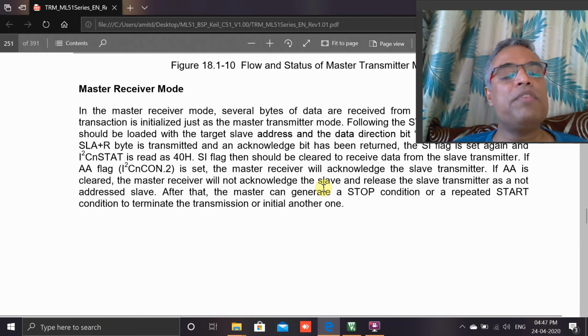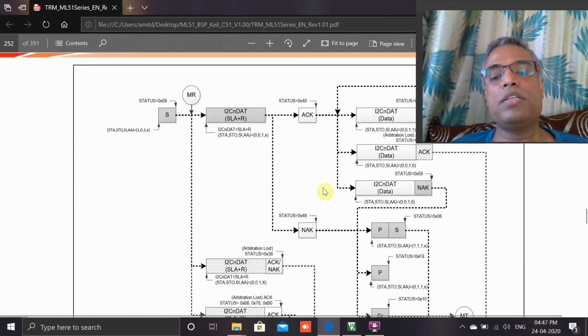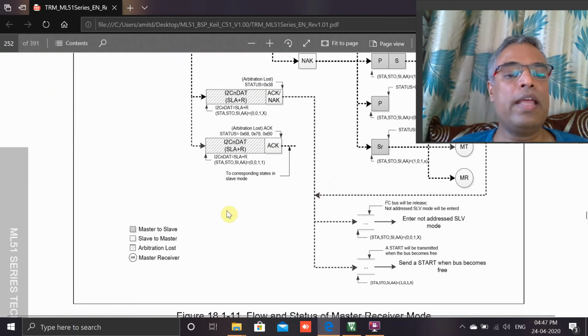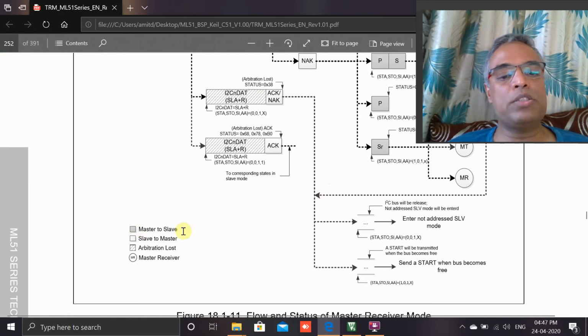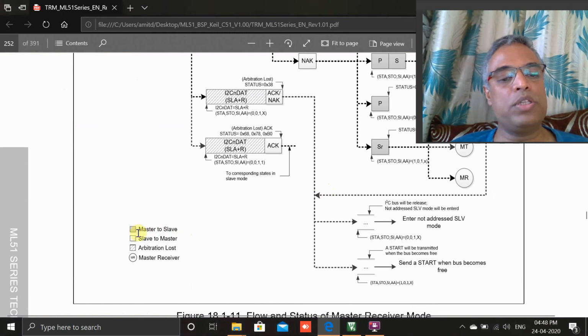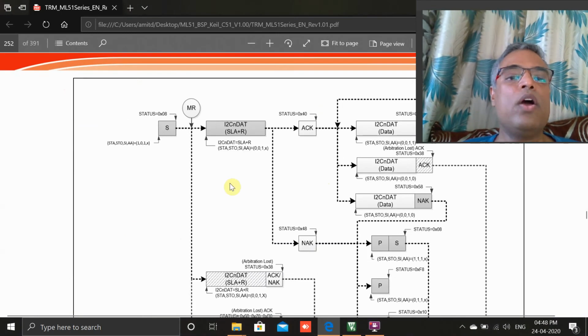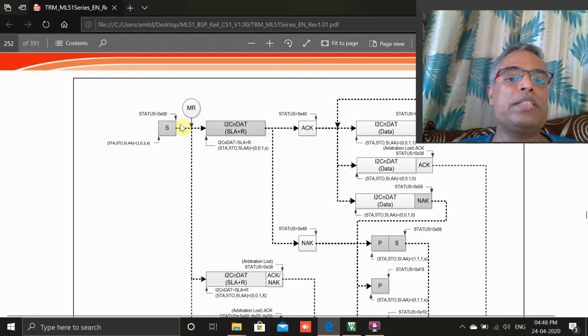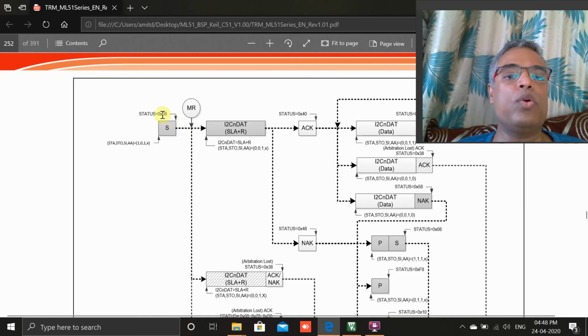Now going further, we go to the master receive mode. Again, master receive mode is similar. Here again, the dark shades are master to slave, and the lighter shades are slave to master. Now looking here again, once we generate the start bit, we can come here. We get a code 0x08.